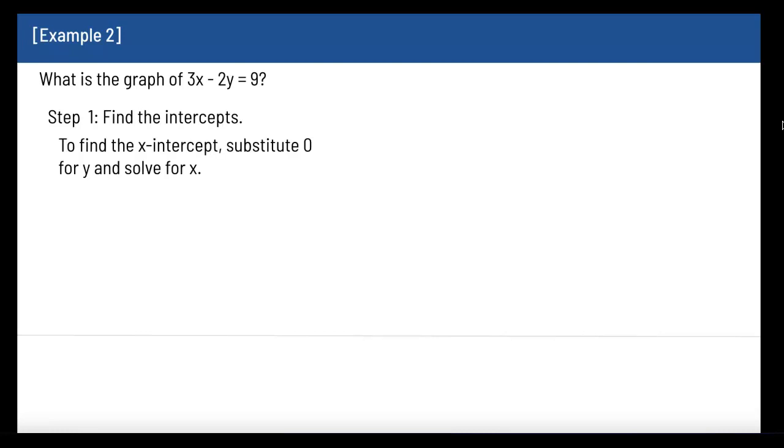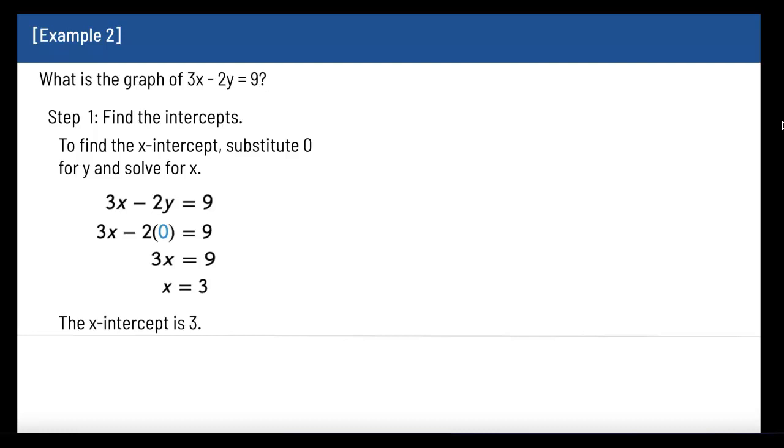To find the x-intercept, we will substitute 0 for y and solve for x. So we start with our original equation, and we replace y with 0. This gives us 2 times 0, which is just 0. So the term is eliminated, and we are left with 3x equals 9. We divide both sides by 3 to get that x must be 3. This means the x-intercept is 3.